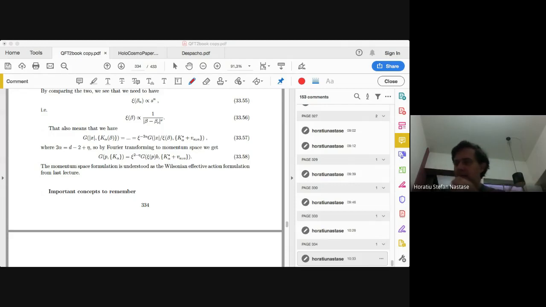So I'll end the class here. Next time we'll start with, we'll describe lattice field theory, which in some sense we already started by describing this discretization. And after that, we'll start with the Higgs mechanism.